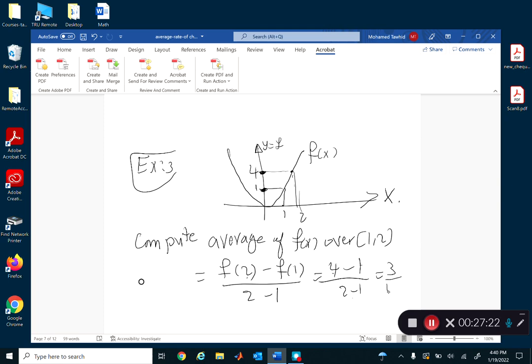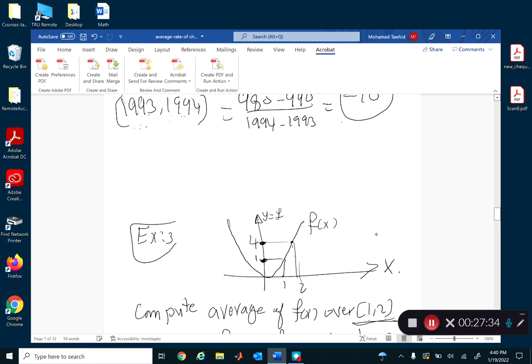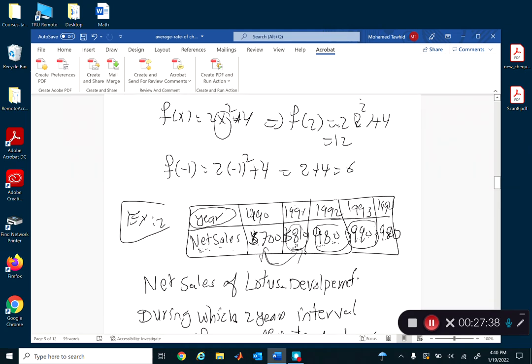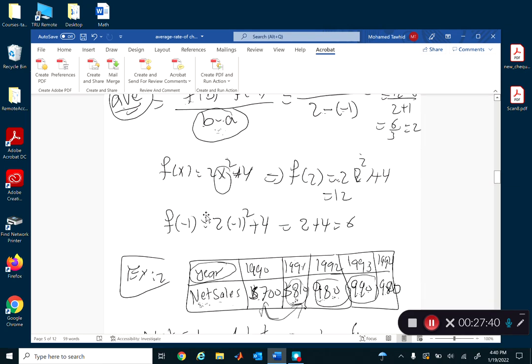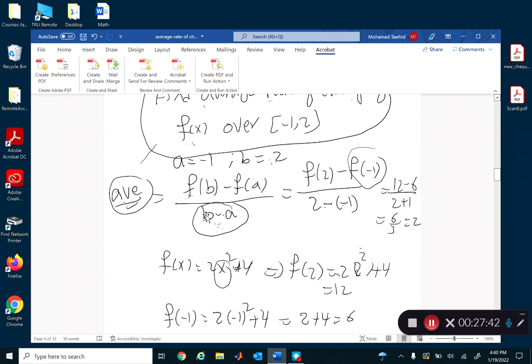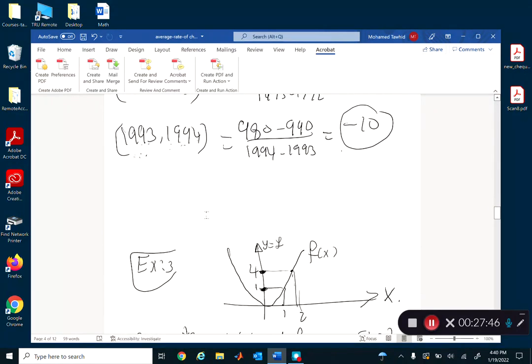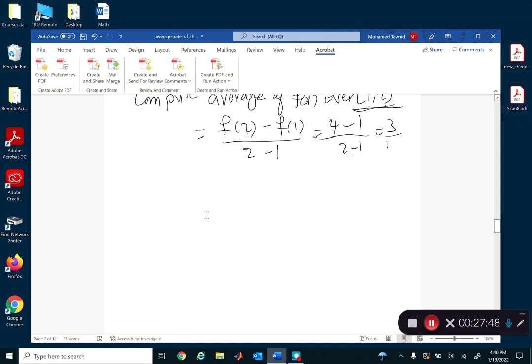So we could give you a graph like this, and from the graph you need to figure out the average rate of change of your f over a specific interval, here 1, 2. Or they may give you a table like this and ask what is the average rate of change, or they may give you f of x explicitly like this example, 2x squared plus 4, right? The whole thing here is called average rate of change.